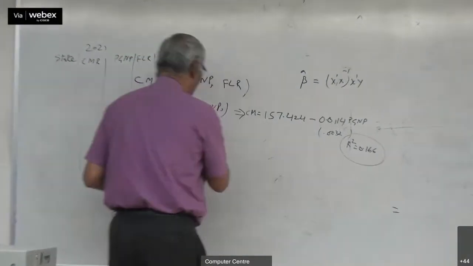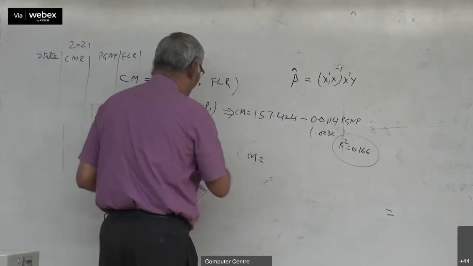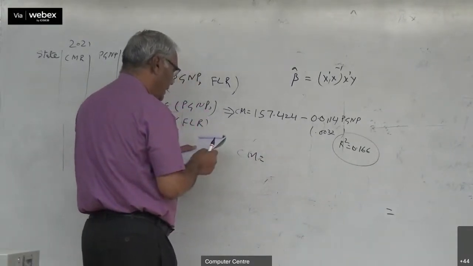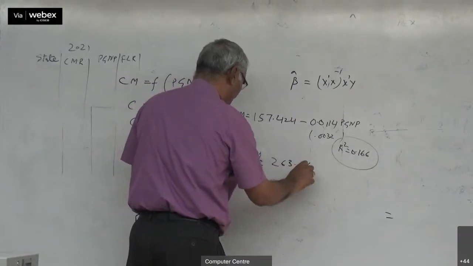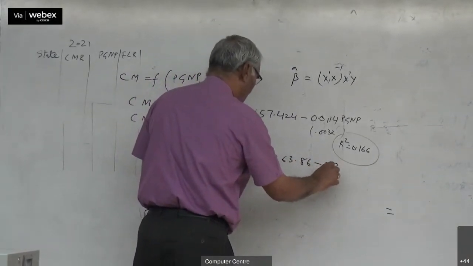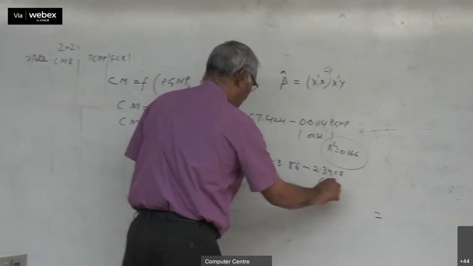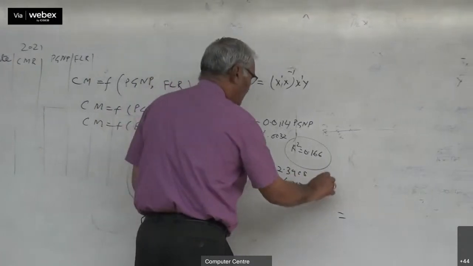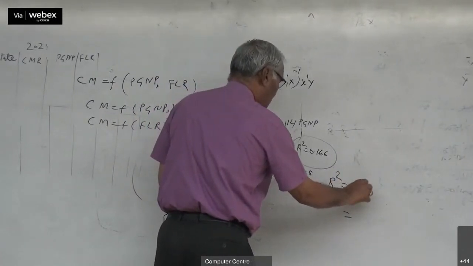The second, then we did child mortality rate as a function of female literacy rate, and if you do that part, 263.86 minus 2.3905, 0.2133, and R square is equal to 0.669.